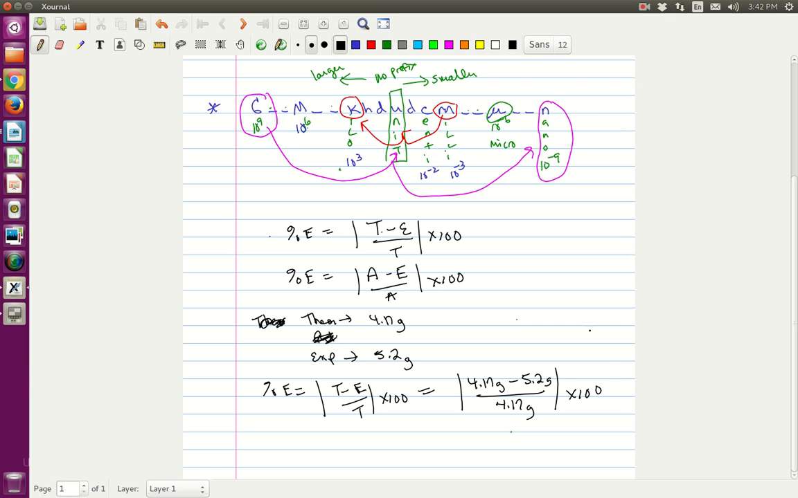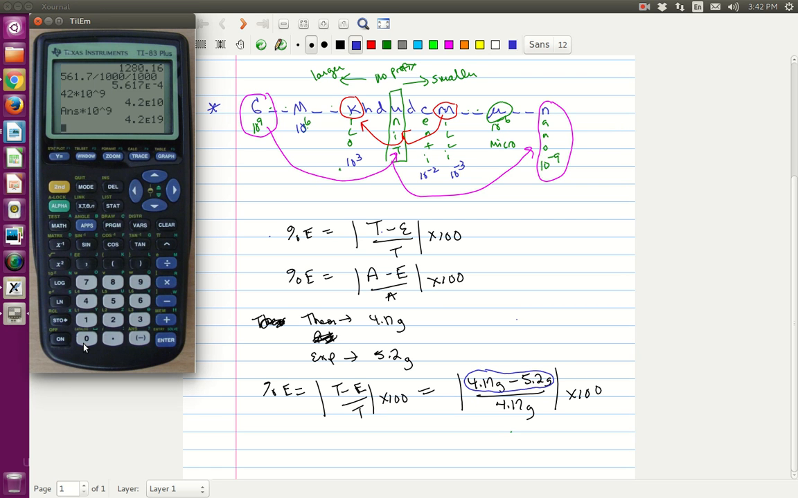Now you still have to do PEMDAS. You're going to do the top part first. So you're going to simplify this portion. So 4.17 minus 5.2. That gives me a negative 1.03.